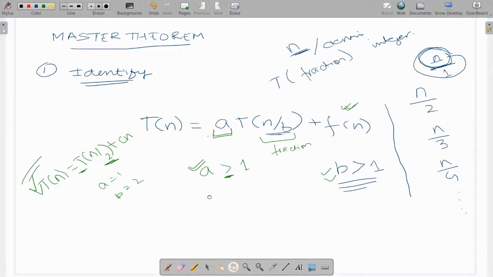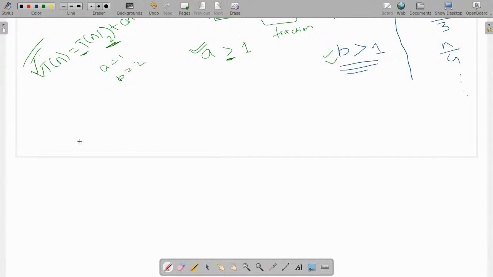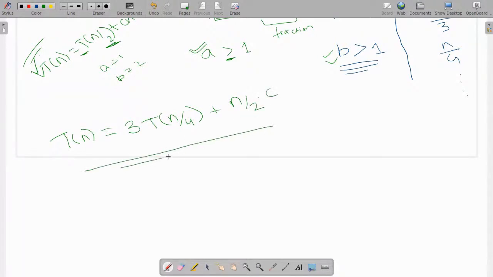Similarly, let's take one more recurrence relation: T(n) = 3T(n/4) + (n/2)c. Again, this one is also solvable by master theorem, because the b here is greater than 1 and the a here is greater than or equal to 1. So both conditions are satisfied. We have a function f(n) equal to (n/2)c, and thus this recurrence relation is also solvable by master theorem.